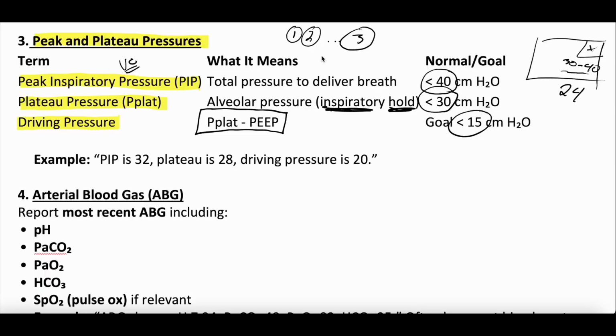So if we were to present peak and plateau pressures, you might say something like peak pressures have ranged from 30 to 40. Plateau pressure this morning was 28, and the driving pressure is 14.